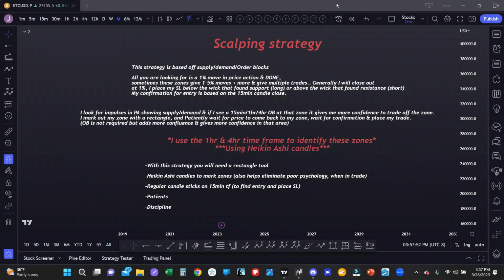So generally I will close out at 1% profit. I place my stop loss below the wick that found support if I want a long, right? And I would place my stop loss above the wick that found resistance if I would like to short.